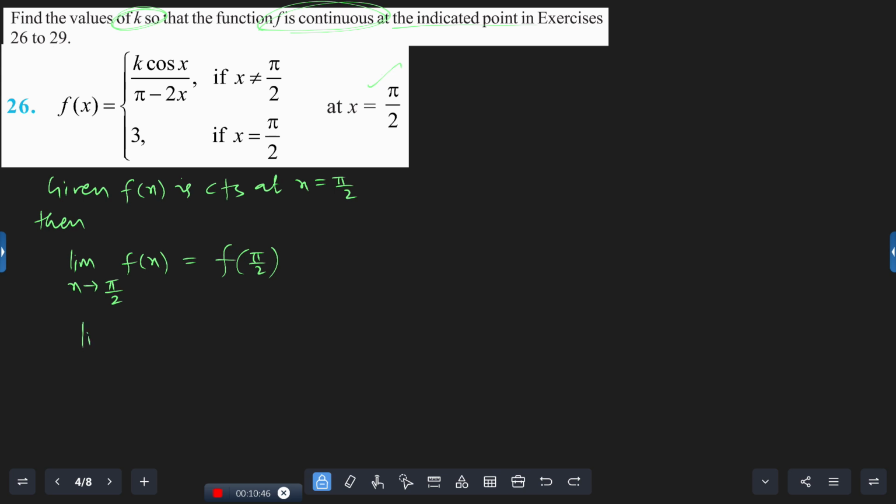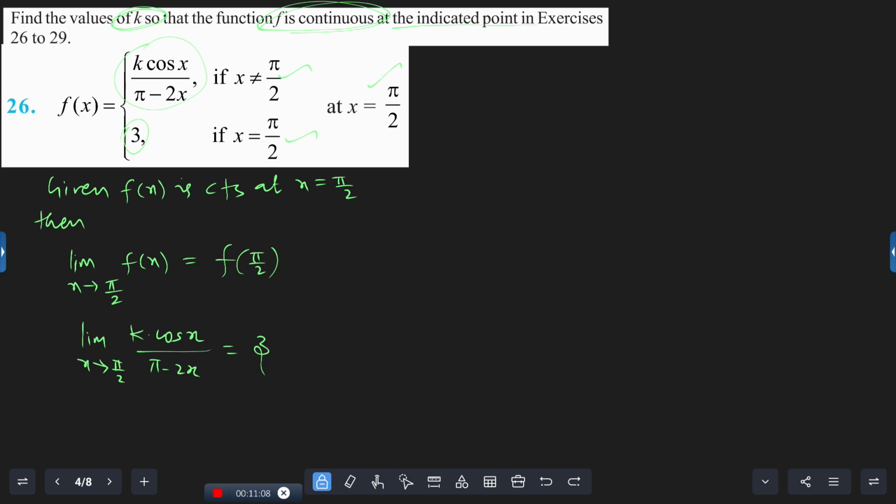Then x tends to pi by 2 means x not equal to pi by 2. Where x is not equal to pi by 2, in the first case, that means k into cos x divided by pi minus 2x, which is equal to f of pi by 2. F of pi by 2 is what? 3. That's it. Now you can simplify this.